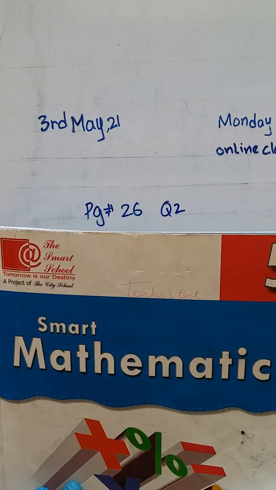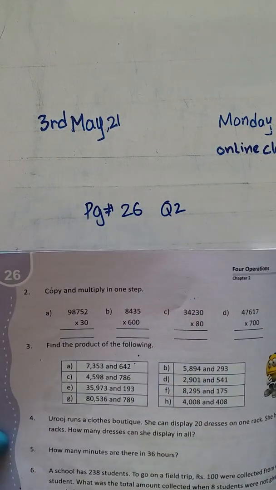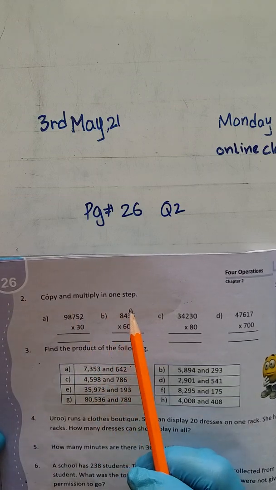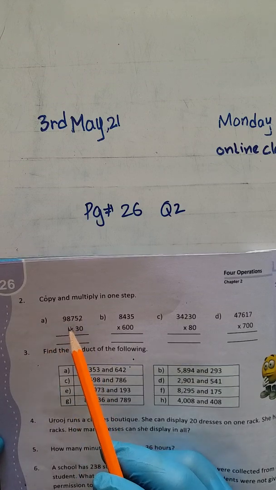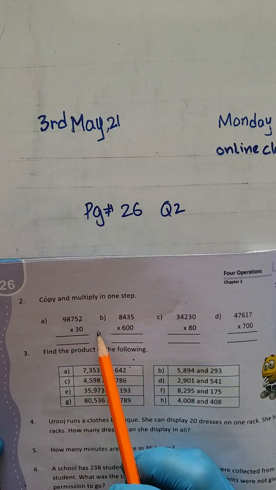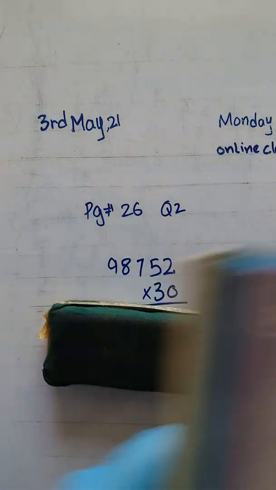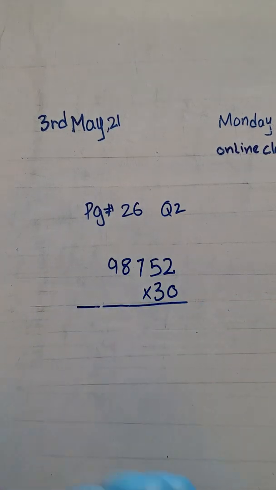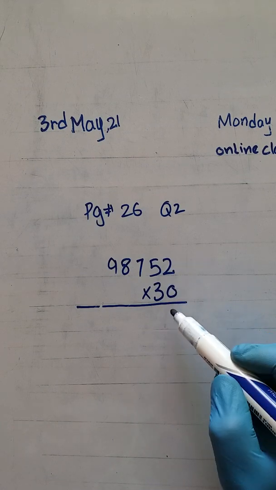Grade 5, open up your books. Page number 26. Question number 2. Here copy and multiply in one step. The first part A, 98,752 multiply by 30. So look at the board now, how you have to multiply the numbers with the 30, 10 and 100. You have to multiply it in one step.